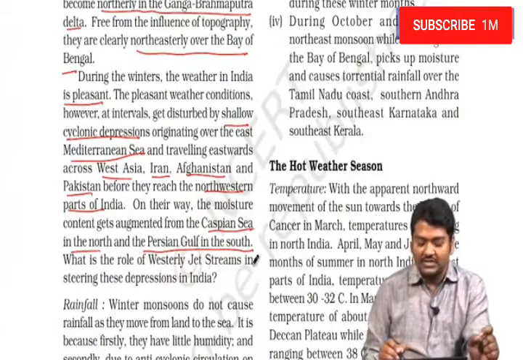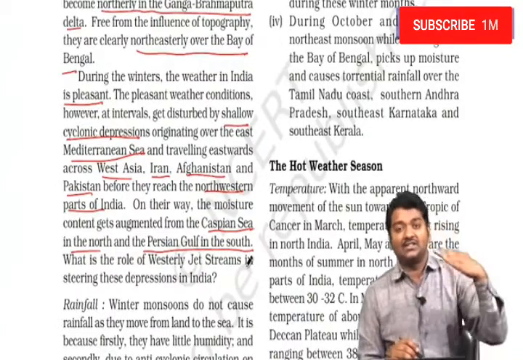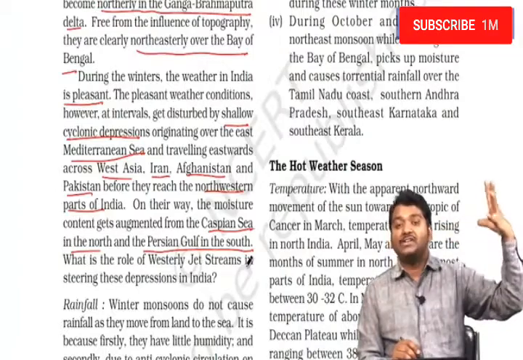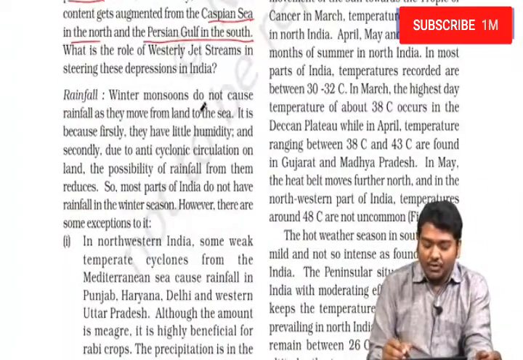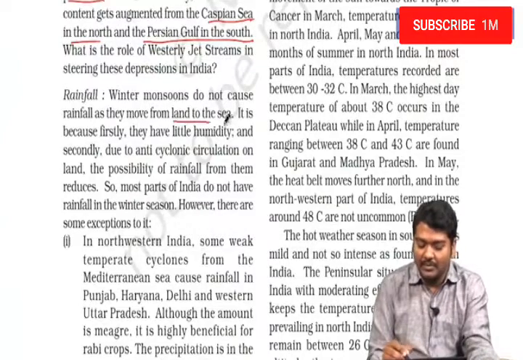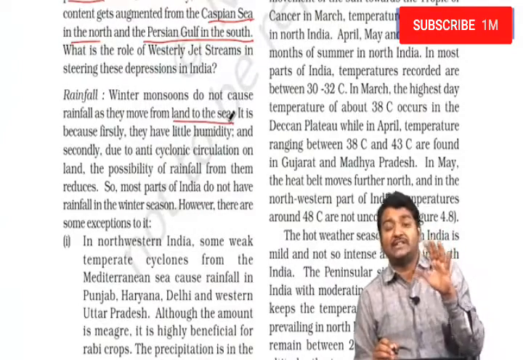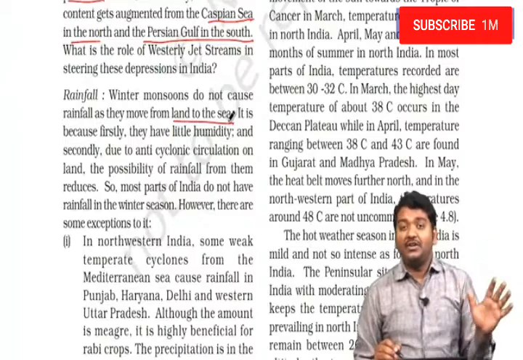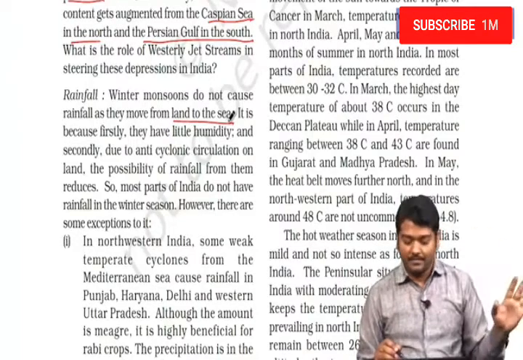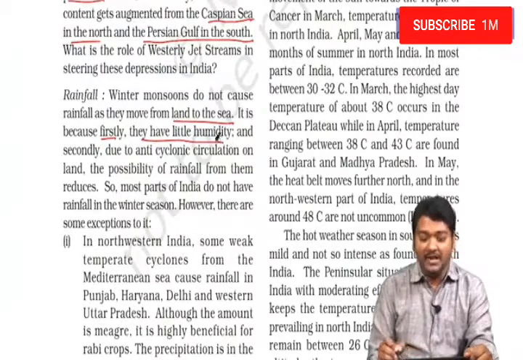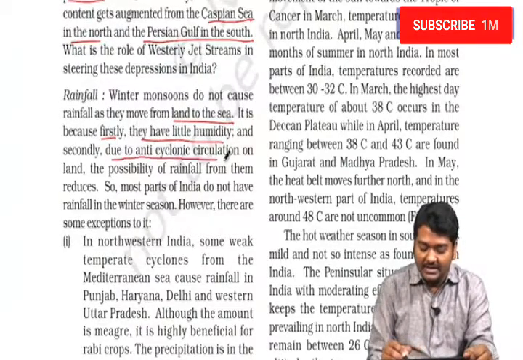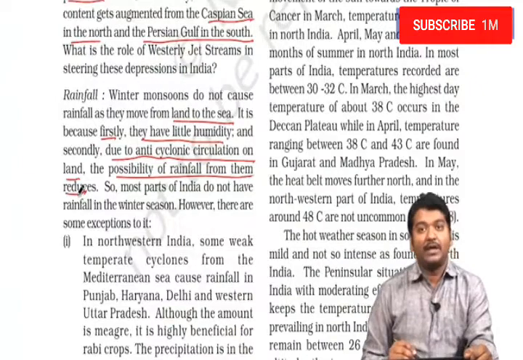What is the role of the westerly jet stream? Whenever it comes, it tries to bring these depressions towards India. Winter monsoons in India do not cause rainfall because they are moving from land to sea. I have repeated at least 100 times that in winter, winds are blowing from land to sea. It is because, firstly, they have little humidity, and secondly, due to anticyclonic circulation on the land, that is high pressure, so there won't be enough rainfall.